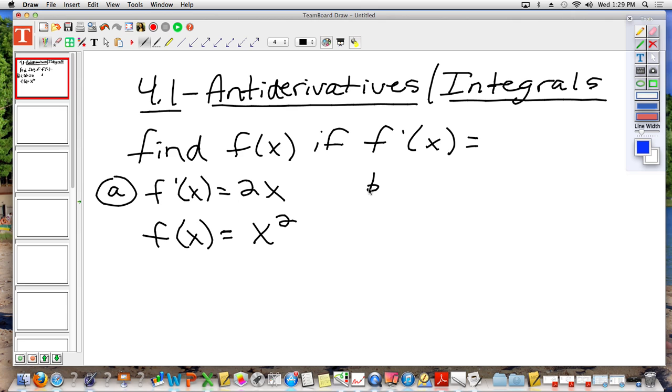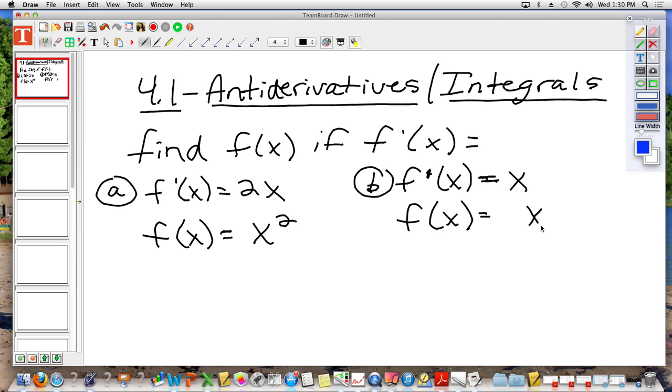What about this? What if I tell you that the derivative is equal to x? This is a little bit trickier one. The derivative is x. What would the original function have been if its derivative is x? It's got to be an x squared. Why does it have to be an x squared? Because this power right here is power of 1, so that means here we had to start with a power that was 1 higher. Would you agree?